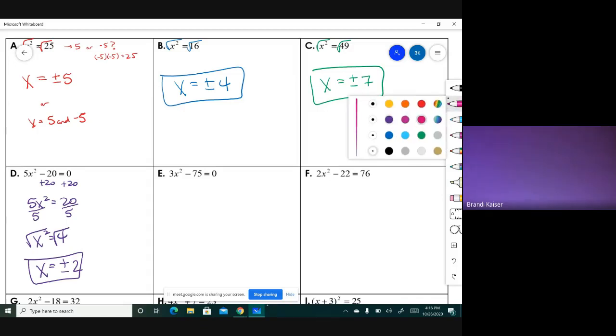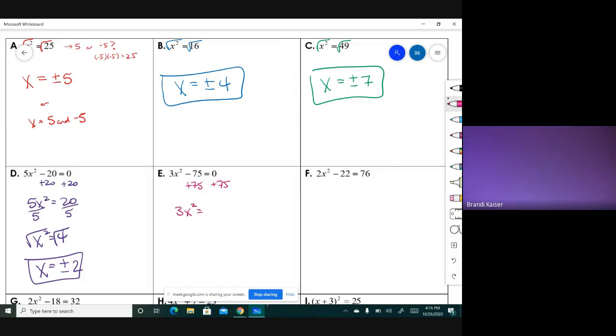Okay, for E, I have 3x squared minus 75 equals 0. Well, again, add or subtract first, so I'm going to add the 75 to the other side. 3x squared will equal 75. Divide by 3. X squared equals 75 divided by 3, which is 25. And then when I square root to cancel out the square, x equals positive and negative 5. There's my two solutions, my two answers.